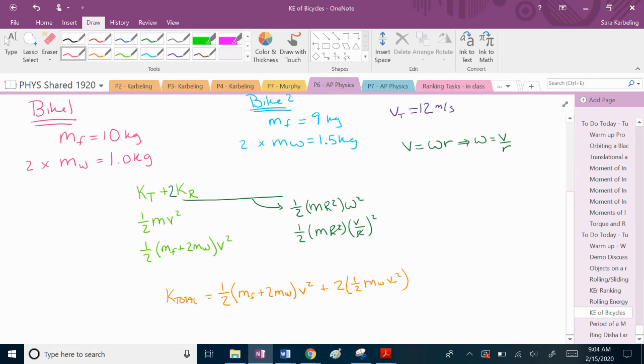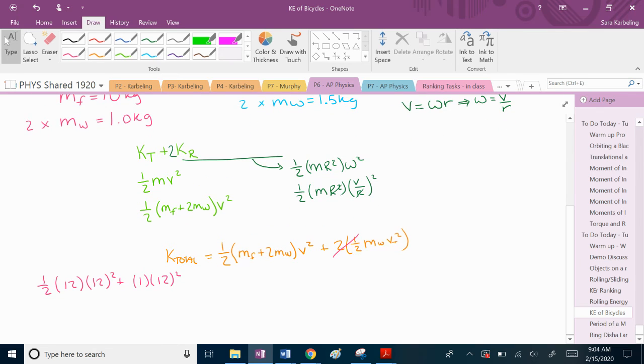So for bike number 1, we've got 1/2 times 10 plus 2, which is 12, times 12 squared, plus, well, the 2 and the 1/2 are going to cancel, so that's just the mass of a wheel, 1 times 12 squared. So that's 6 plus 1, which is 7, times 144. If you're following along in your textbook, they round that up to 1010 because of sig figs.